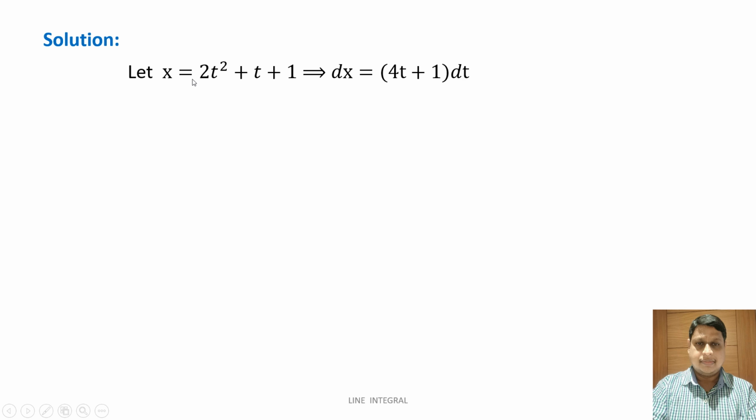x is given, x is 2t square plus t plus 1. You differentiate both sides. So dx, 2t square becomes 4t, t becomes 1, and 1 becomes 0. Therefore, (4t plus 1) dt. Similarly, y is t square plus 1. Then differentiate, y becomes dy, t square is 2t into dt, 1 becomes 0.